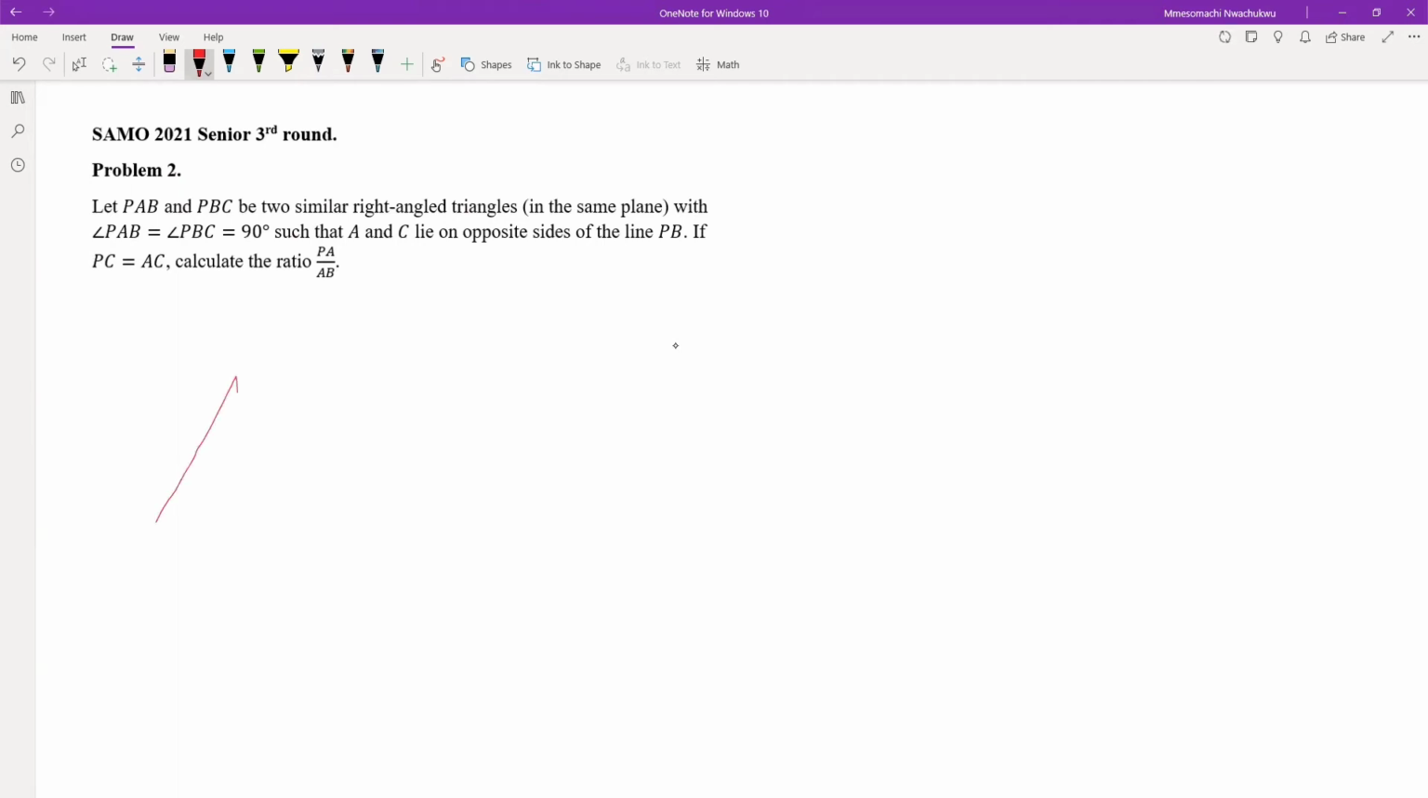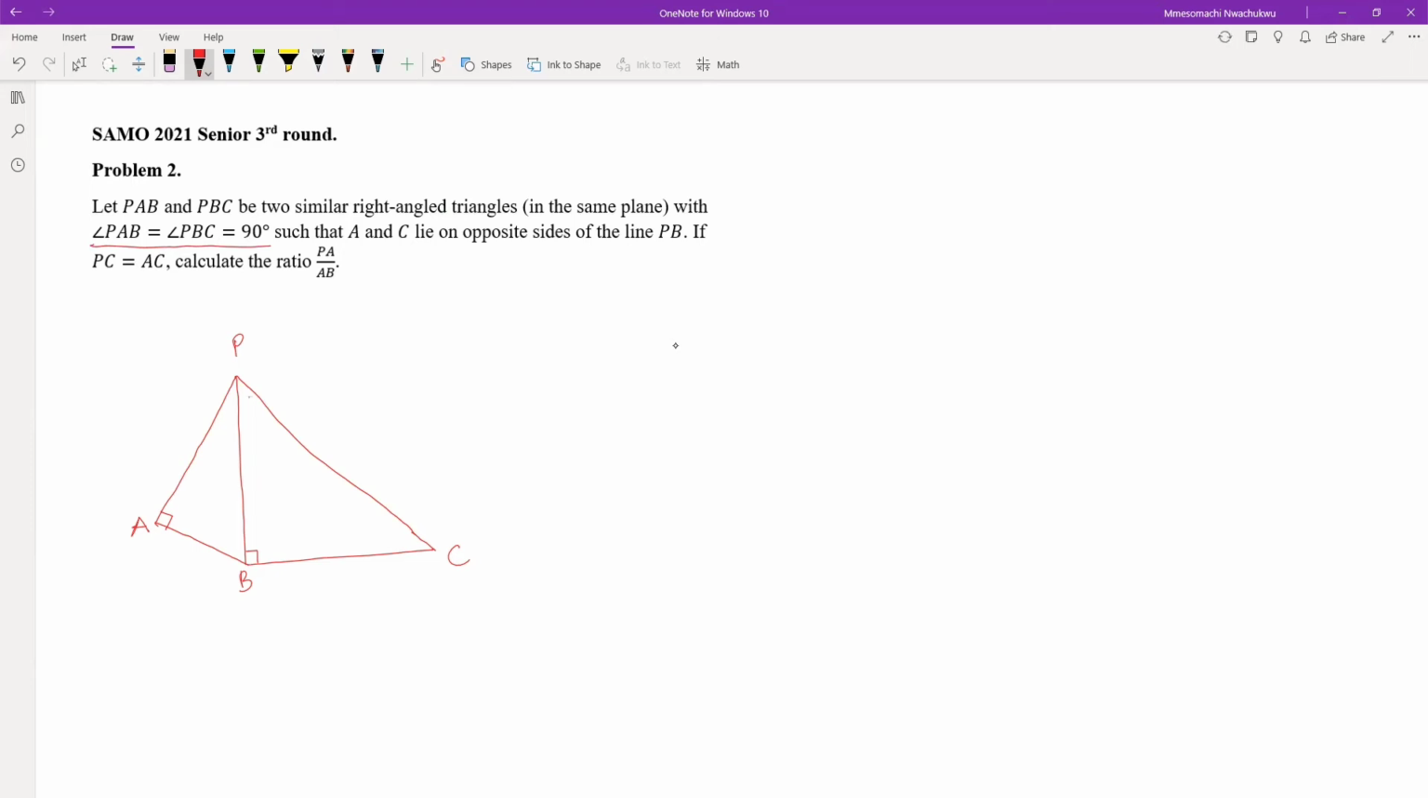So these two right angle triangles are similar. They share a common side, PB. Given that the angle at A in triangle PAB equals the angle at B in triangle PBC equals 90 degrees. But this condition alone is not enough for us to know the orientation of the similarity. So we'll consider two cases.